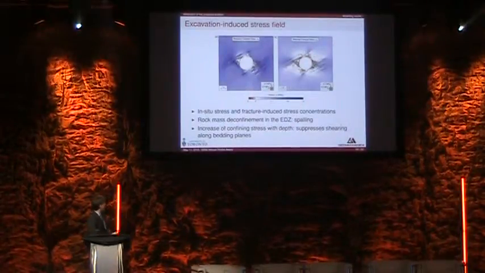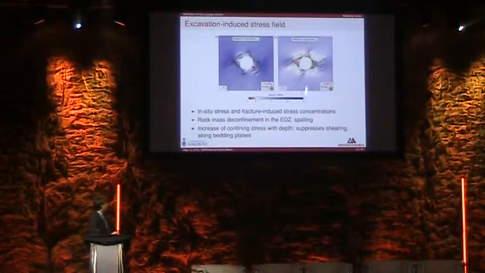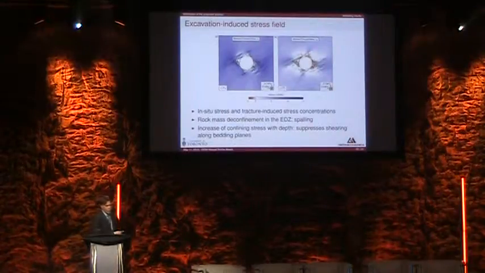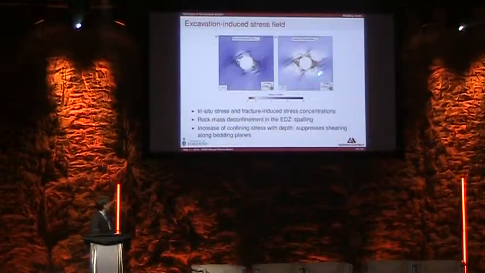You can look at the in situ stress at equilibrium, and you can notice that the concentration of stresses depends upon the in situ stress. In this case, sigma 1 is vertical, 6.5 MPa, and sigma 3 is horizontal, 4.5. But there's also stress concentration induced by the fracturing process itself. You can see the rock mass is confined, so that's consistent with the spalling. And as you increase the confining stress, you suppress the spalling, and you will have shear fractures.